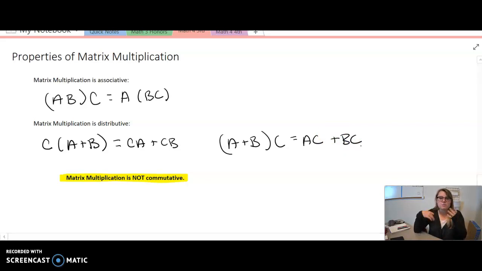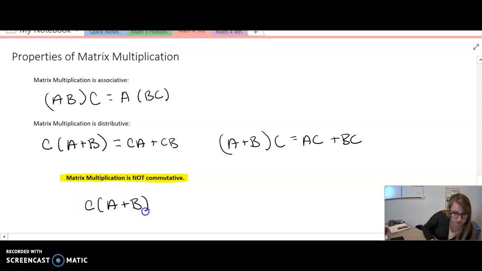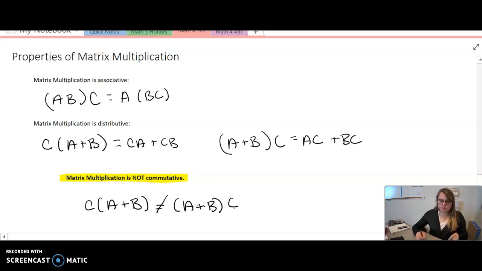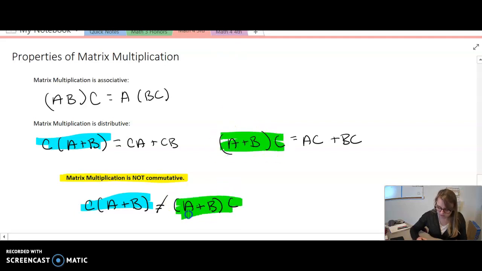Okay? But you have to be careful about applying the distributive property, because remember, this is not the same as this. So remember, we have these two, but they are not equal to each other. They mean totally different things. So be careful of that, okay?